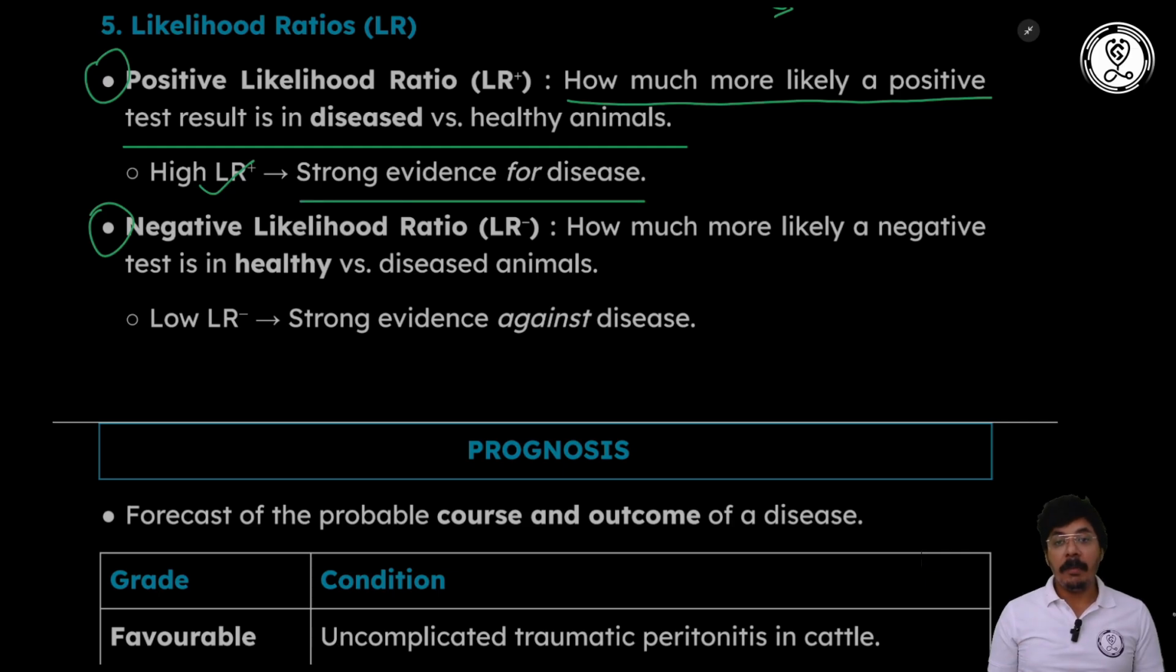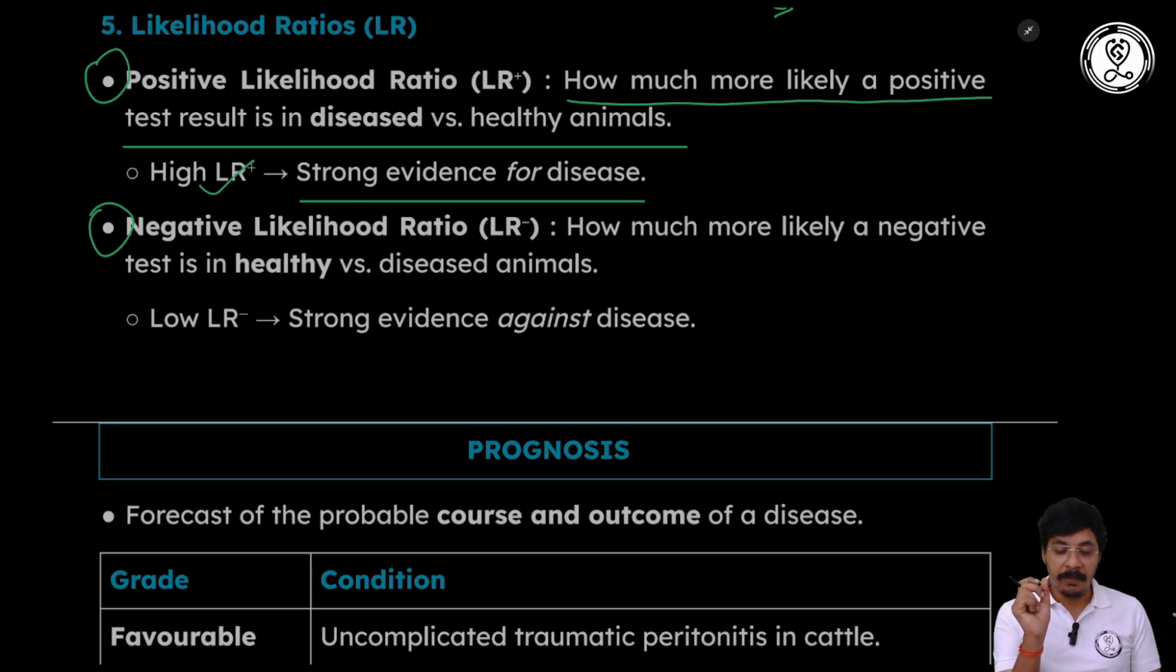So basically, whenever a diagnostic test is evaluated for likelihood ratio, in the case of the positive likelihood ratio, we are talking about how much more likely a positive test result is in diseased versus healthy animals. It means how many animals are actually positive among a group versus the healthy animals. So if a diagnostic test has a high positive LR, it means there is strong evidence of the presence of a particular disease.